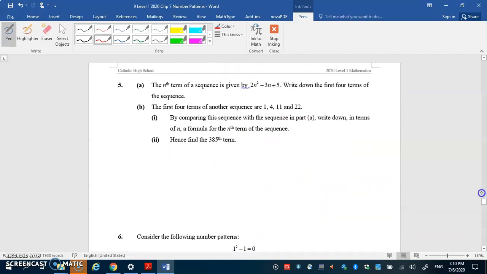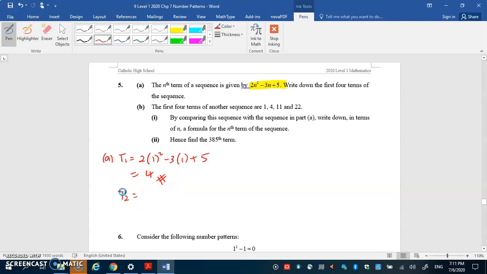Now question 5. The nth term of a sequence is given by this. So this is the reverse kind of question where they tell you the formula, the general term, and then they ask you a few questions based on that. Write down the first 4 terms. That means when n is 1, what is the first term? You sub in n is 1, you will get 2 times 1, which is 2, minus 3, plus 5. So the answer is 4. The first term is 4.